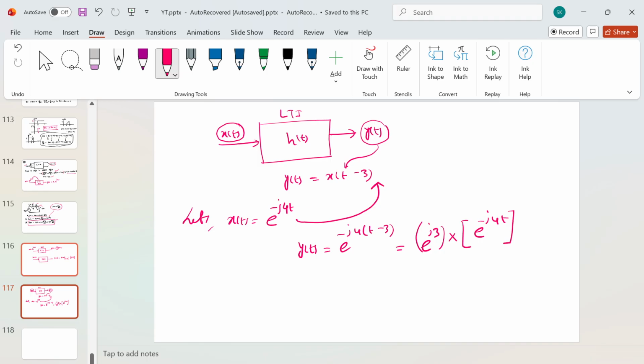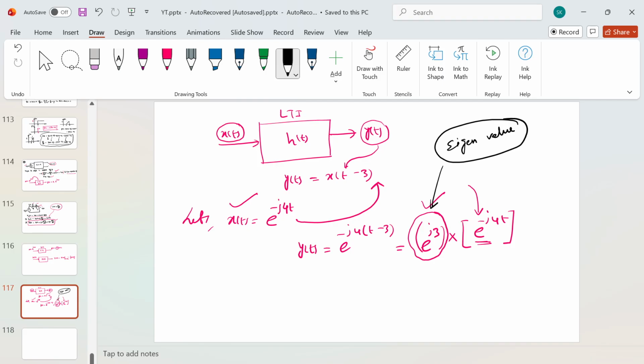Now you can see here the relationship between input and output. You have given this particular input e to the power minus j4t. Here you are also getting the same term as output with some multiplication factor e to the power j3. So this particular quantity we will be calling an eigenvalue of this LTI system.